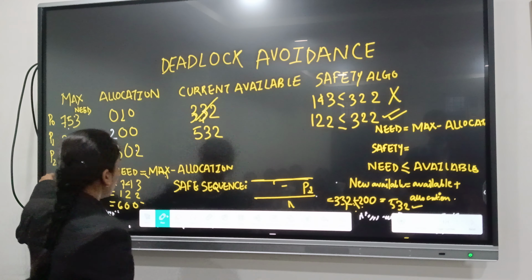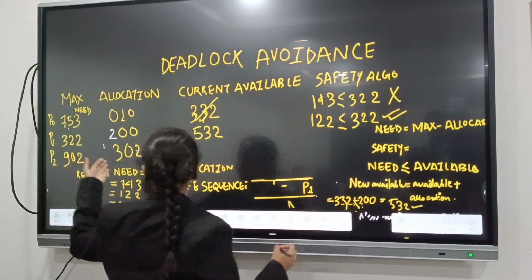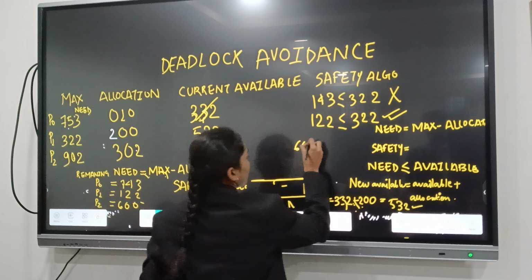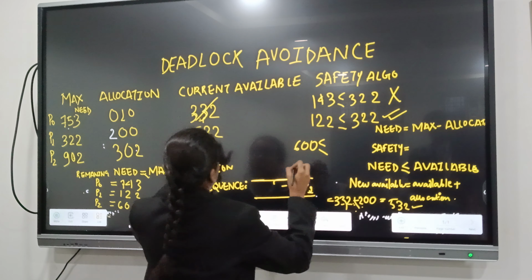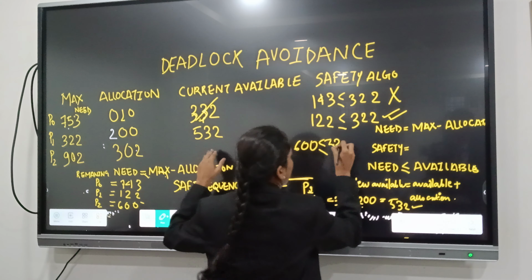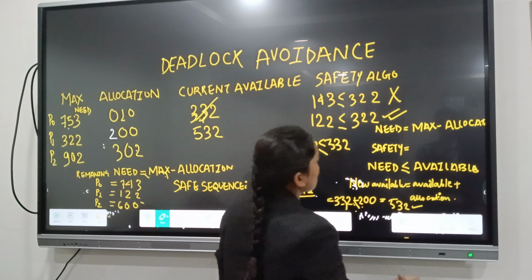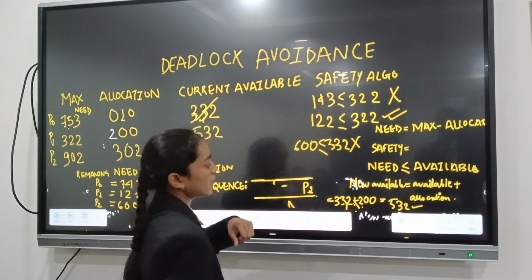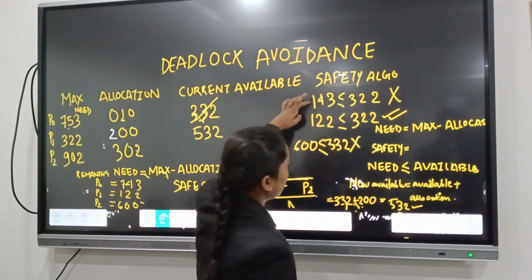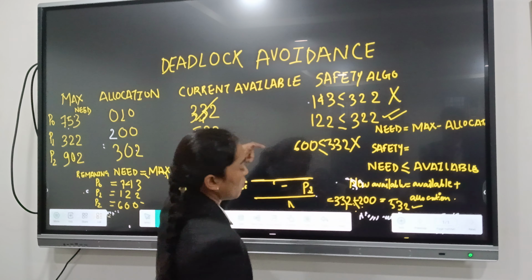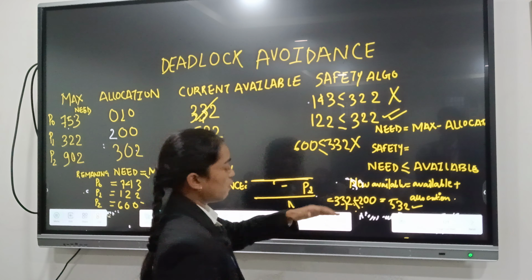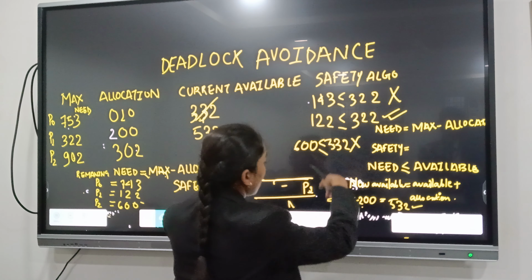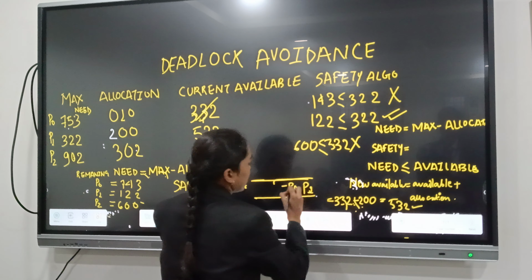Now for the process P2, we are going to compare its remaining need, which is 600, to the current available, which is 532. We are saying that here also the process is not satisfying the safety algorithm, so this process would be in deadlock. Now we have two options: either we can take process P0 or process P2 for the further allocation. It depends on us which process we want to take. I would like to take process P0 for the further allocation.